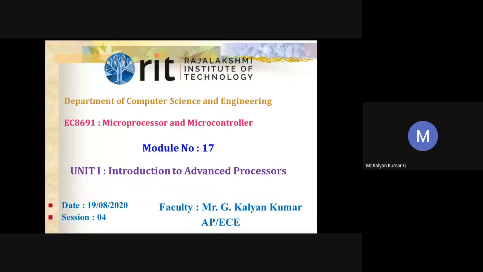In previous classes, we have discussed the 80186 and 80286 processors. Now we'll discuss the 80386 processor as well as the 80486. All of these come under the 8086 family of advanced processors. First we'll start with the 80386.